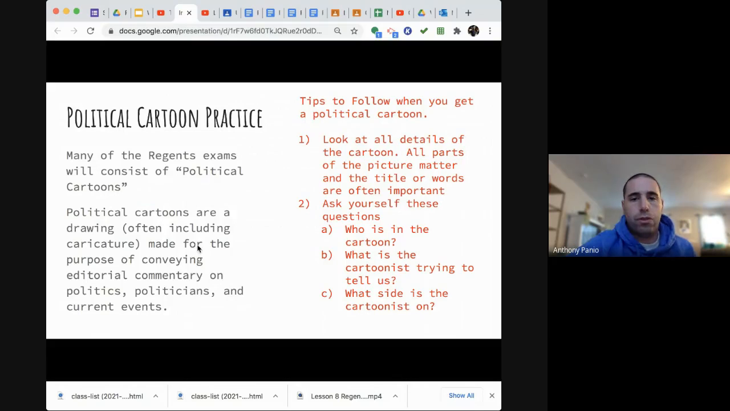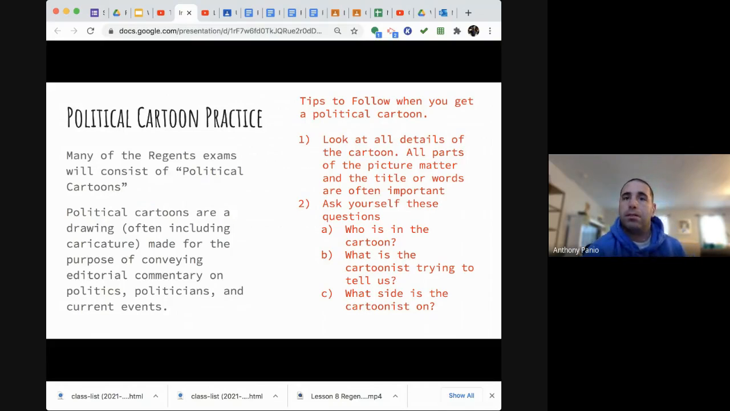So political cartoons are a drawing, often including caricature, made for the purpose of conveying editorial commentary, meaning a perspective or bias on politics, politicians, or current events. All right, so tips to follow when you get a political cartoon. Not that you want to take your time with it, but you definitely want to pay attention to detail. A political cartoonist has a lot of time to draw this, and the pictures usually aren't that tough to look at. Usually they're pretty straightforward, but all of the details matter. So make sure that you're looking at all parts of the picture.